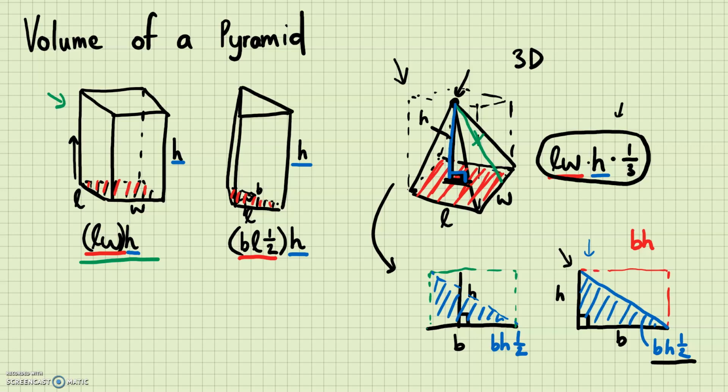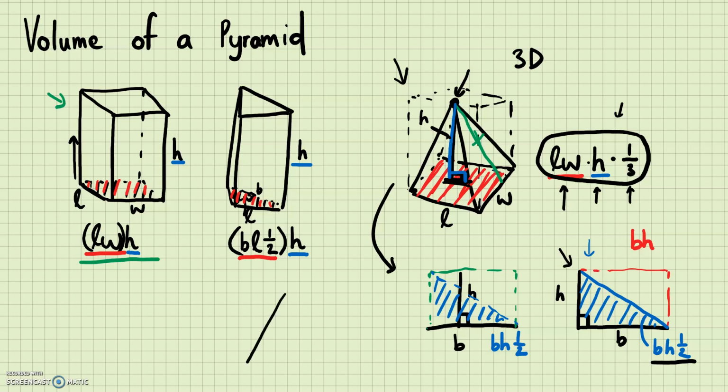If you find the area of the base, that's the red part, and multiply that times the height, that's the blue part, and you just leave it like that, it's going to be the volume of a rectangular prism. But to find the volume of a pyramid, you need to divide by 3 or multiply by 1/3. And the same thing goes for a triangular pyramid.